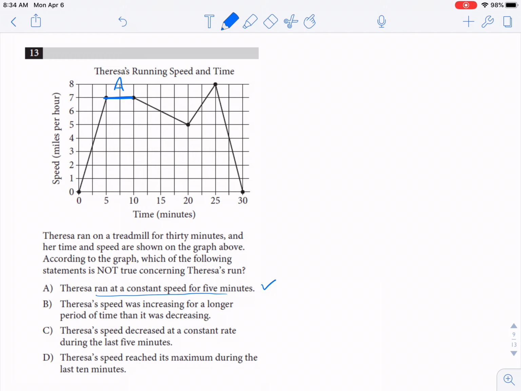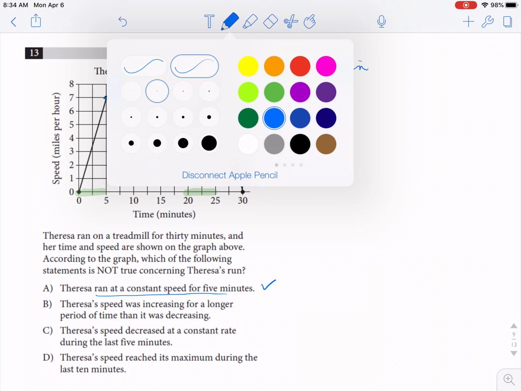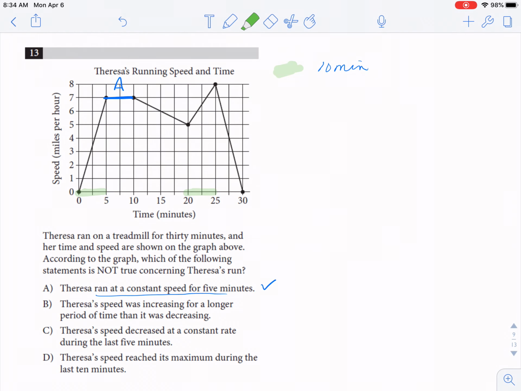Teresa's speed was increasing for a longer period of time than it was decreasing. So we increased from 0 to 5. And from 20 to 25. So that's increasing. How many minutes is that? That's 10 minutes. And then decreasing happens when? Decreasing comes from 10 to 20 and from 25 to 30. So decreasing happens for a total of 15 minutes. So B is the one that is not correct.